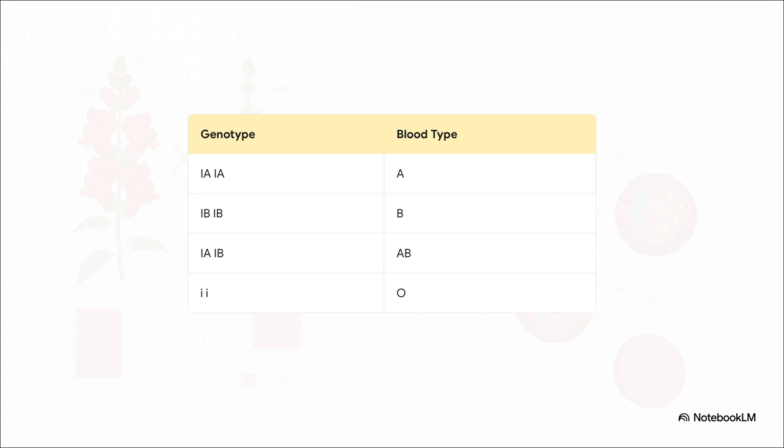Something amazing happens. They don't blend, and one doesn't mask the other. Instead, they exhibit codominance. Both alleles fully express themselves. This means the person's red blood cells are coated in both A-type sugars and B-type sugars at the exact same time. It's literally a perfect molecular tie, resulting in the AB blood type.